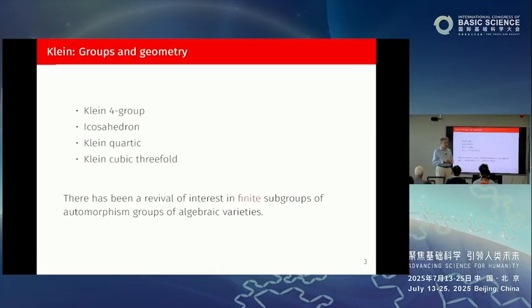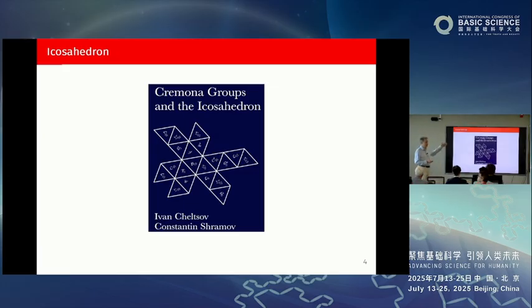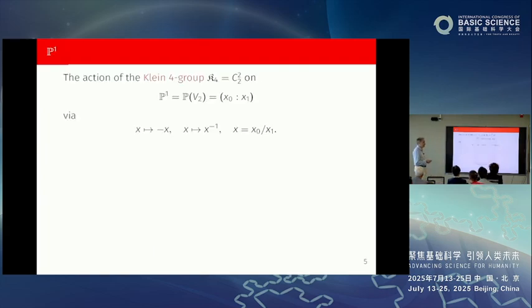And there's been a lot of recent activity. There is a revival of interest in studying algebraic varieties together with their automorphisms, in particular finite subgroups of automorphisms, in particular finite subgroups of birational automorphisms of projective space. Here is the recent book, Cremona groups and the icosahedron, 500 pages, by one of my co-authors. Now, let's start with something very basic.